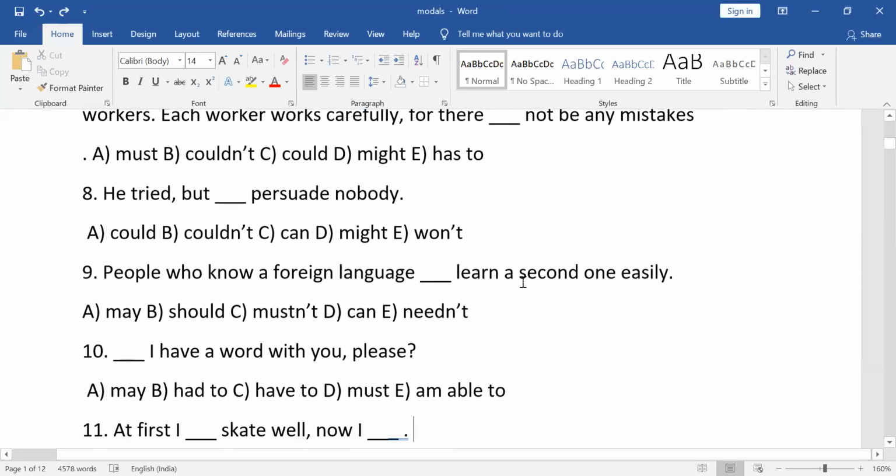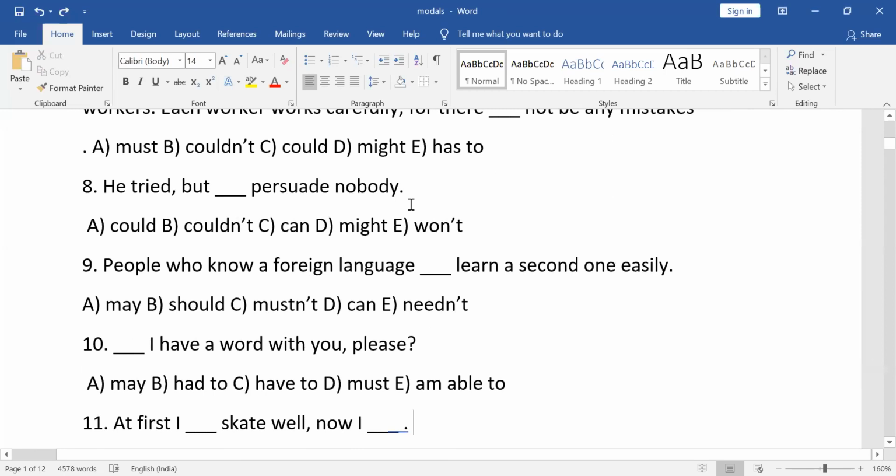He tried, but dash persuade nobody. See, this is a clue. He tried, but could or could not, can, might, won't. So past, so this or this, but because of this but, couldn't. He tried, but couldn't persuade nobody.